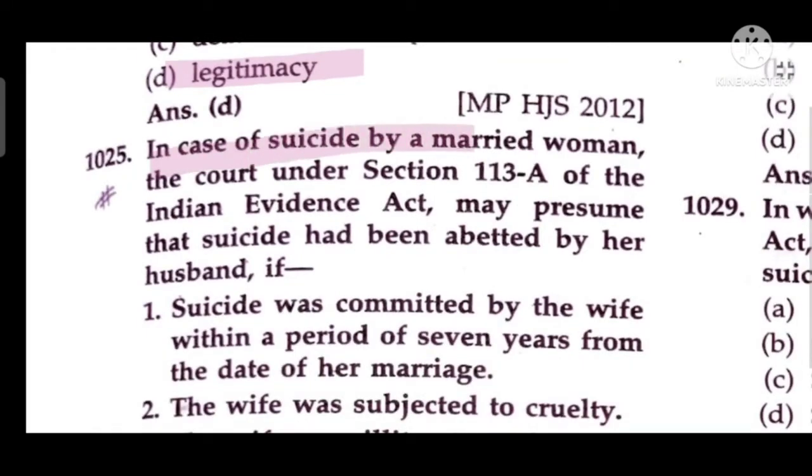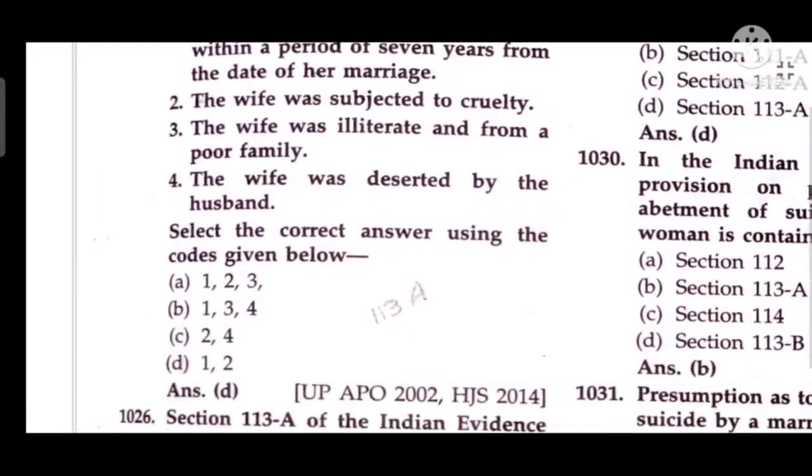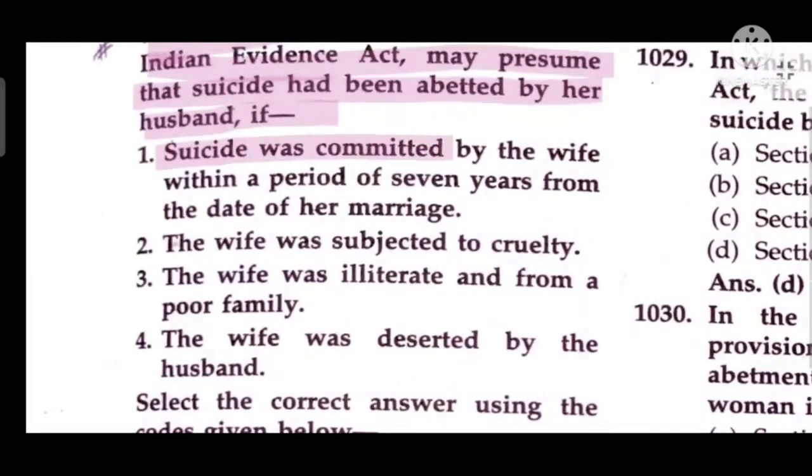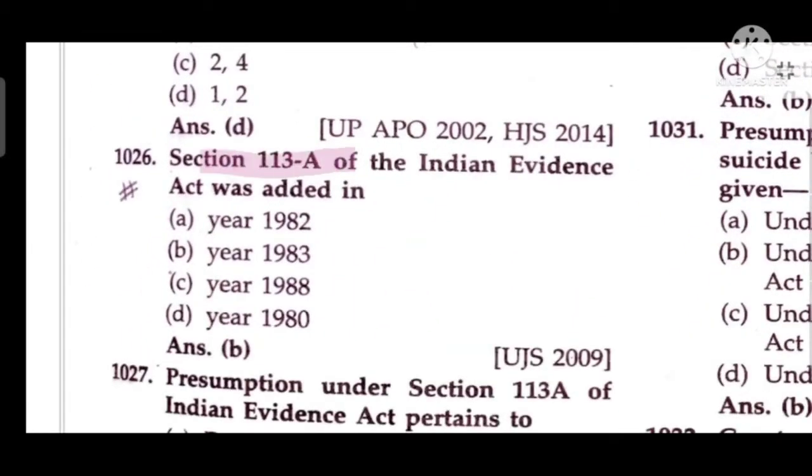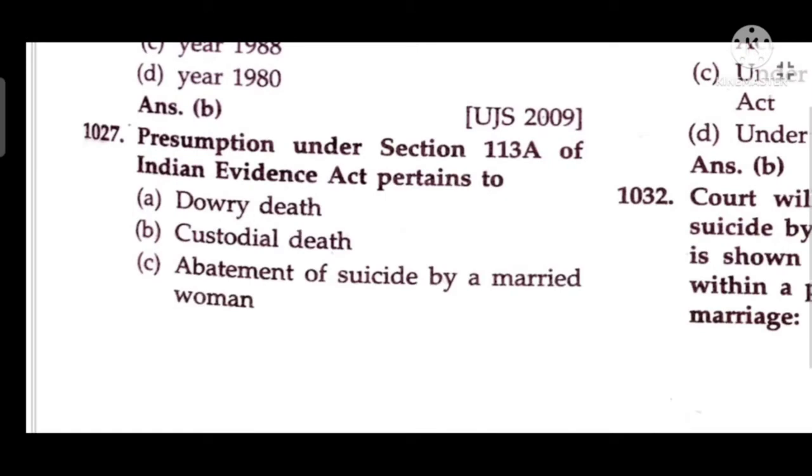In a case of suicide by a married woman, the court under Section 113A of the Indian Evidence Act may presume that the suicide has been abetted by her husband if the suicide was committed by the wife within the period of 7 years from the date of her marriage, and the wife was subjected to cruelty. Section 113A of the Indian Evidence Act was added in 1983. The presumption under Section 113B of the Indian Evidence Act pertains to dowry death.